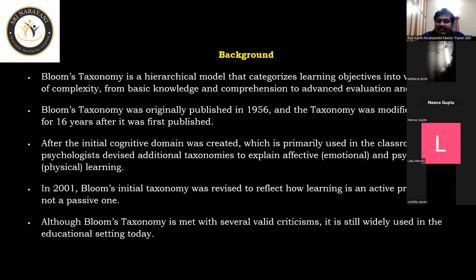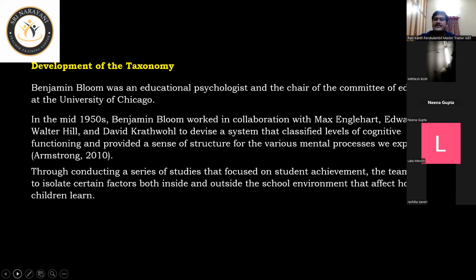Although Bloom's taxonomy is met with several valid criticisms, it is still widely used in the educational setting today. Like any CBSE training which you attend, even not only CBSE trainings, even adult trainings are based upon Bloom's taxonomy's philosophy. Whatever might be the criticism or whatever might be the new research that is coming into the field of education, the emphasis and significance that educators give to Bloom's taxonomy has never changed. It always remains like that because it helps in understanding whether the child has got the enough knowledge that has been communicated to him or her.